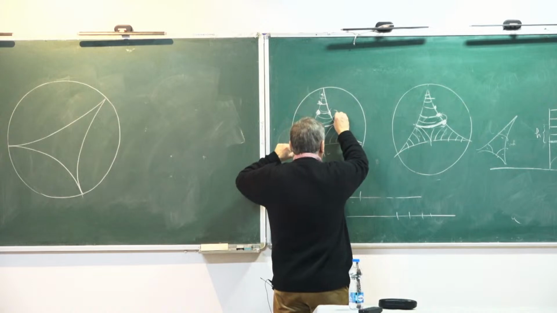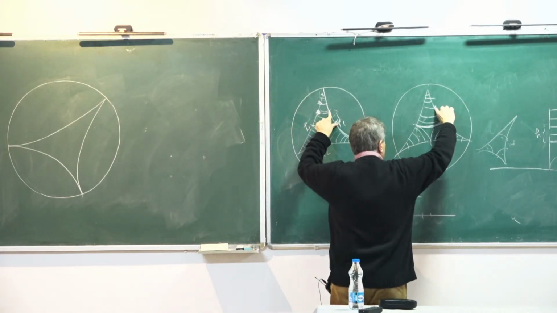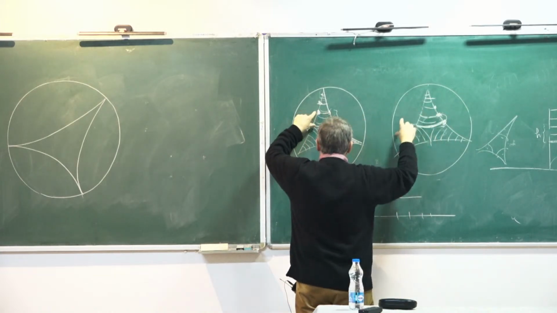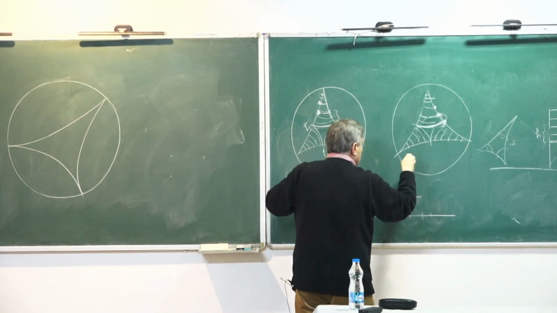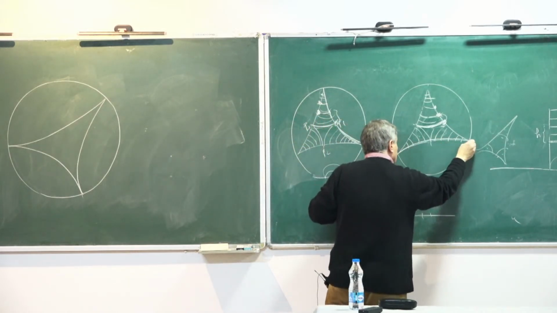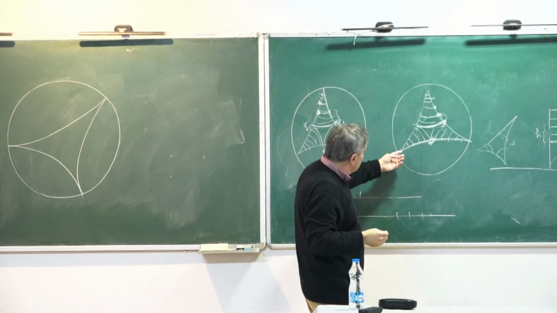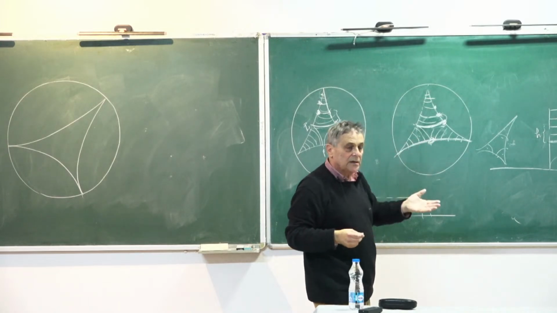There's a shift for the gluing of this side with this side. There's a shift for the gluing of this side with this side, and there's a shift for the gluing of this side with this side. You see, I have three isometric maps, three distance preserving maps from the real line to the real line.